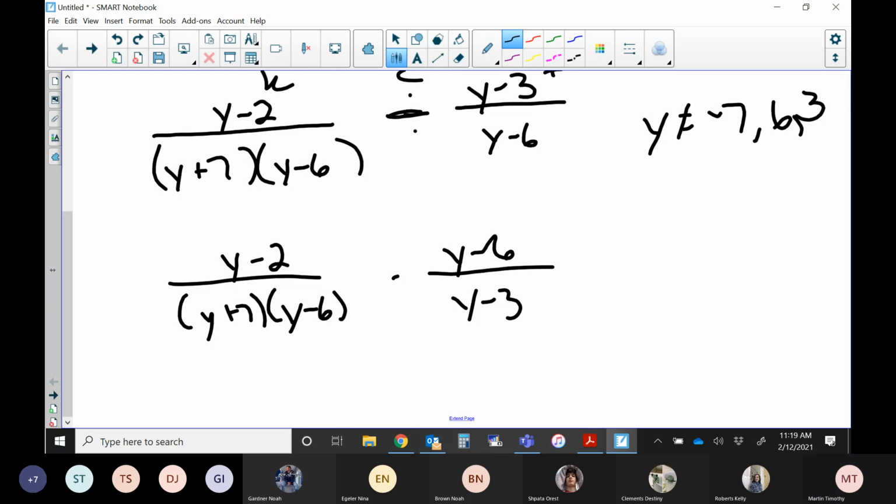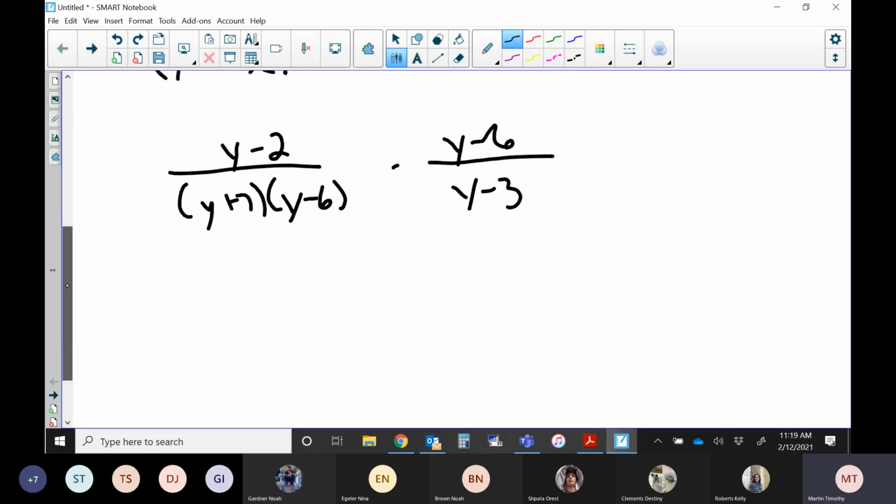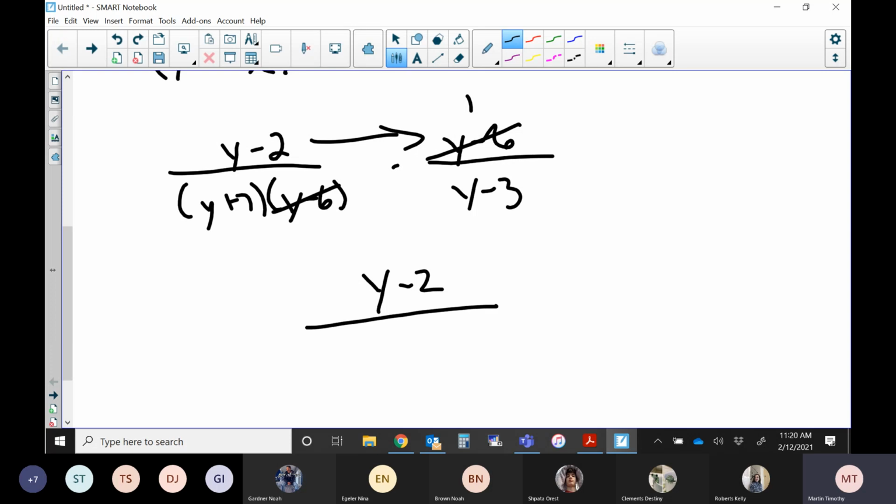And I say, okay, now the y minus 6 can cancel out with a y minus 6. They can cross simplify. Why? Because that's a multiplication problem, different than the other one. And nothing else simplifies, so top times top. Since this turns into a 1, this is just y minus 2 over y plus 7 times y minus 3. Again, that should be one of my final answer choices.